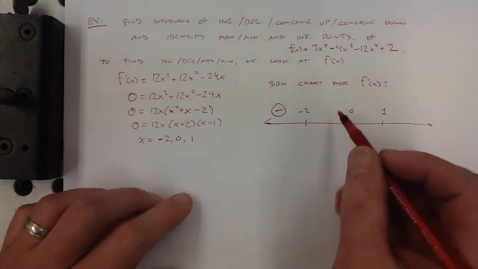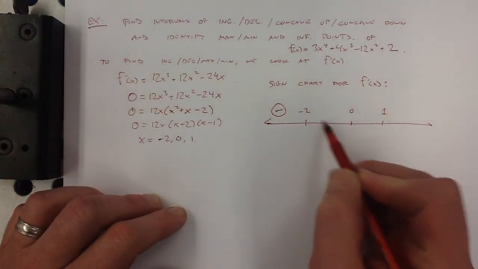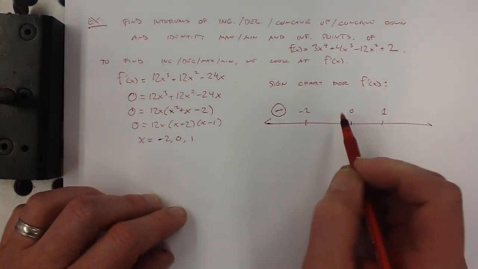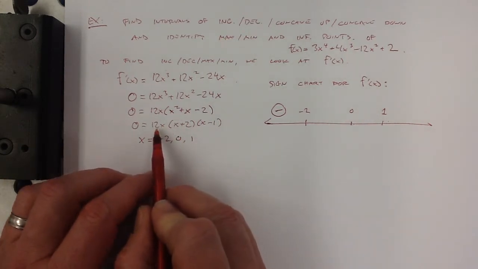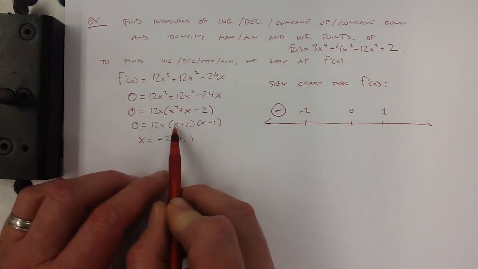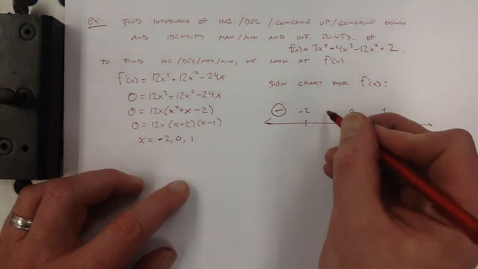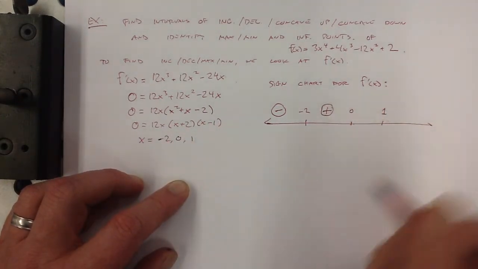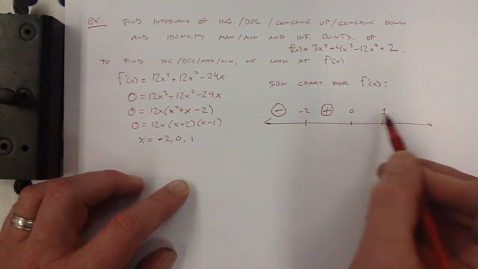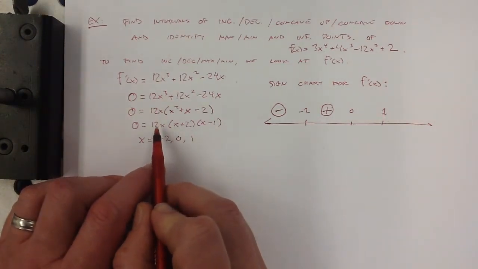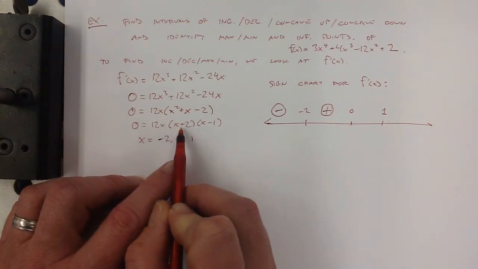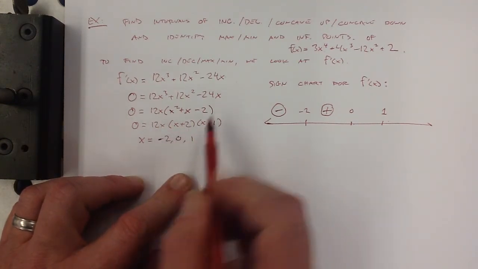Okay? I'm going to pick a representative x value in here between -2 and 0, like -1. Plug it in here, that gives me negative, positive, negative. That's positive. I'm going to pick a number between 0 and 1, like 1/2. So that gives me positive, positive, and negative.